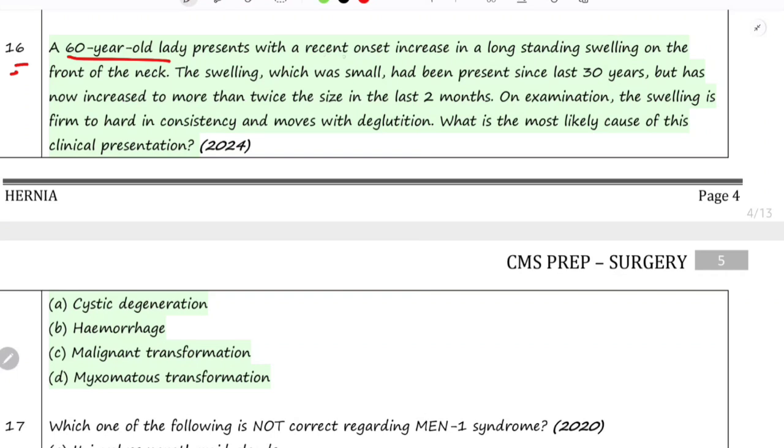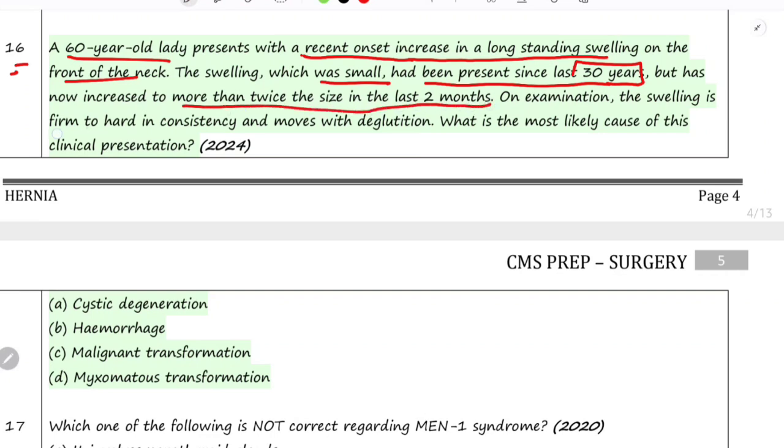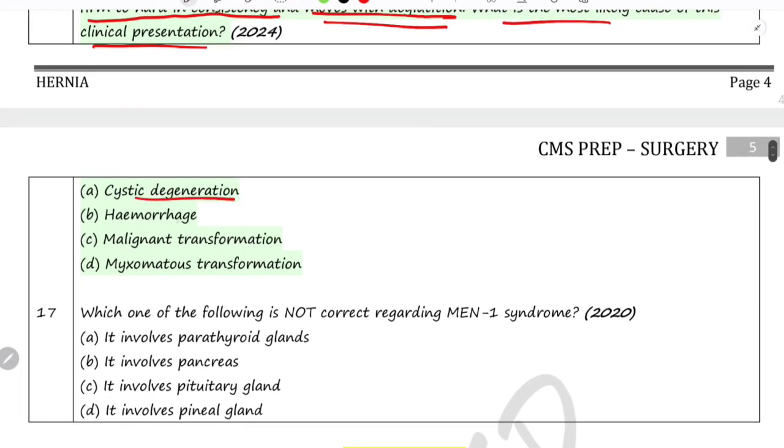A 60-year-old lady presents with recent onset increase in a long standing thyroid swelling in the front of the neck. The swelling, which was small, had been present for the last 30 years but has now increased to more than twice the size in the last 2 months. On examination the swelling is firm to hard in consistency and moves with deglutition. What is the most likely cause of the clinical presentation? Cystic degeneration, hemorrhage, malignant transformation or myxomatous transformation?